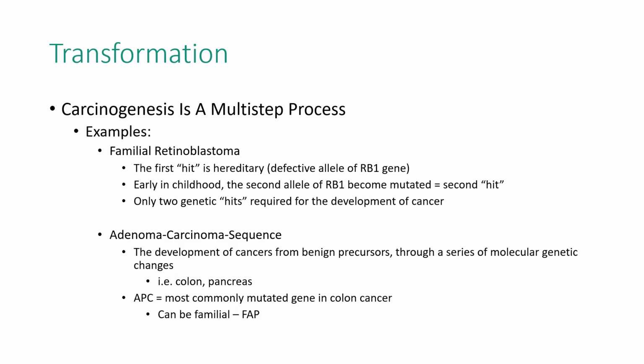This slide ties everything together. Cancer does not happen overnight. It's a stepwise accumulation of genetic changes. We have familial retinoblastoma. The first hit is an inherited defective RB1 allele. The second hit is the mutation in the remaining normal allele. The result? We have early onset cancer with very few total mutations needed.